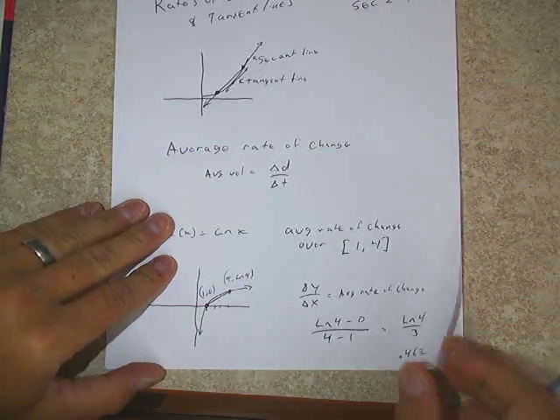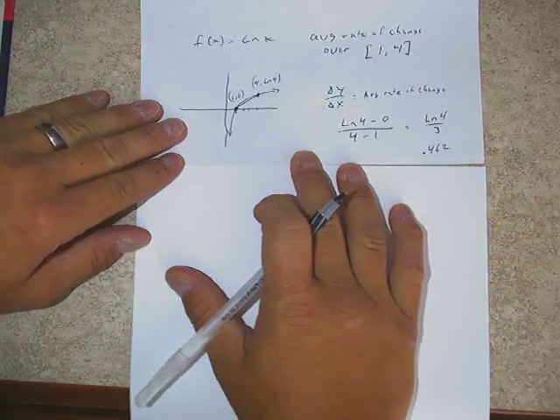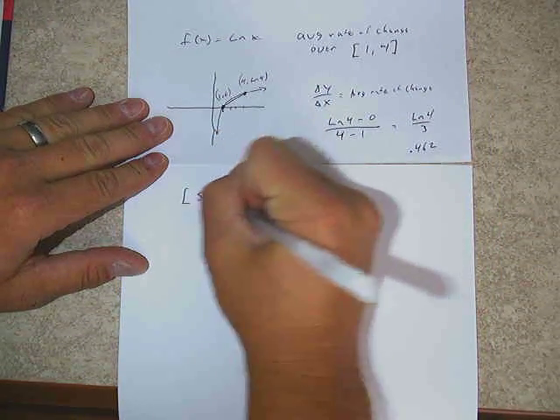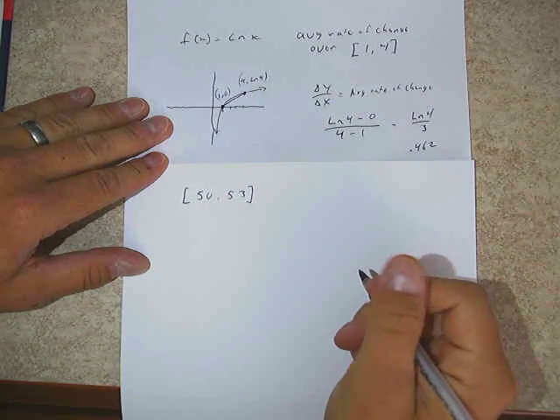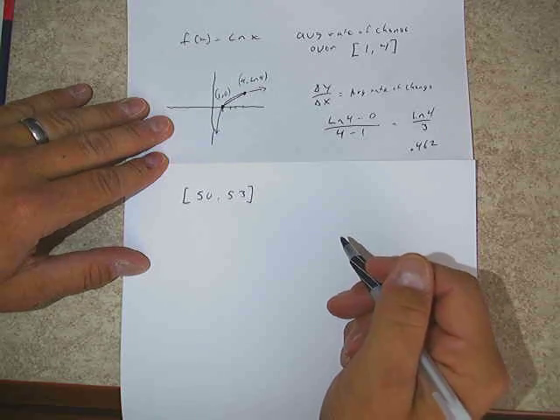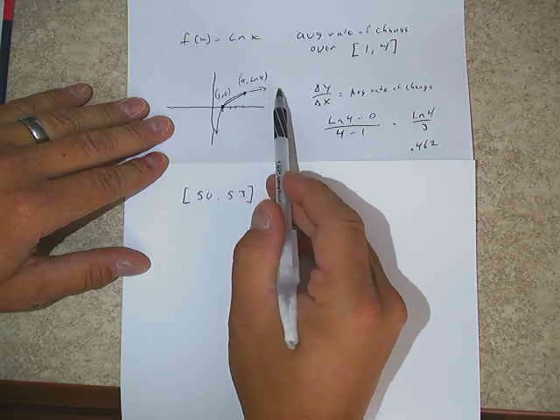Alright, so not terribly steep, as we'd imagine. I mean, the natural log function's a fairly slow growing function once we get past 1. Okay, and then just for comparison's sake, let's look at a different interval, like say for instance, if we wanted to take that same function on the interval, let's say 50 to 53. We'll keep it the same length.